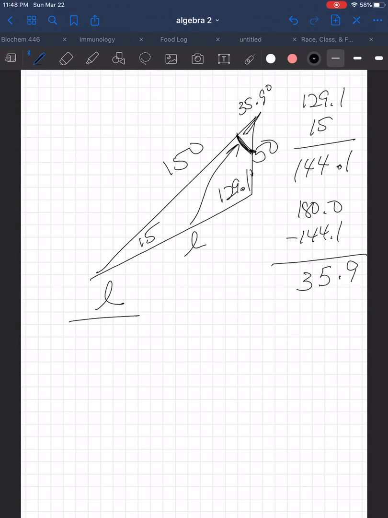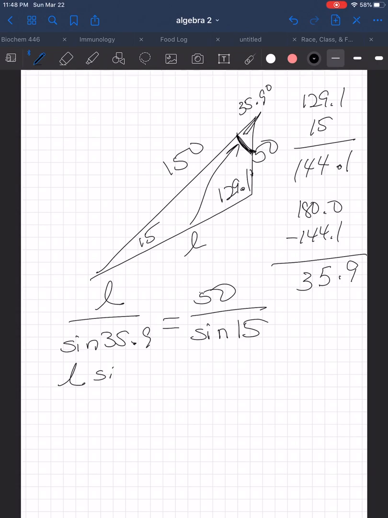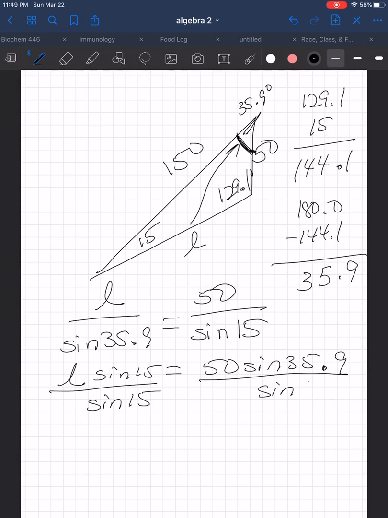So I'll say L over the side angle opposite that, sine 35.9, equals 50 over sine of 15. I could have used 150 over sine of 129.1. I would have gotten the same answer. It doesn't matter. So now I cross multiply. I get L times the sine of 15 is equal to 50 times the sine of 35.9. Divide both sides by sine of 15.